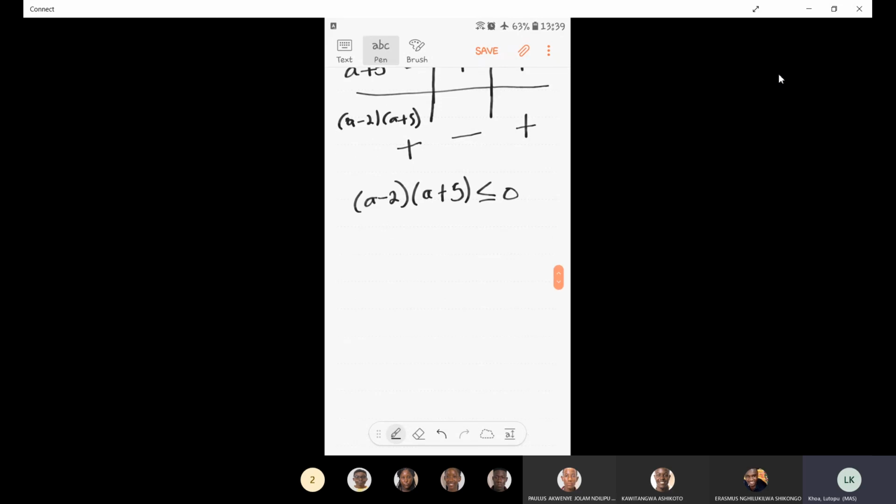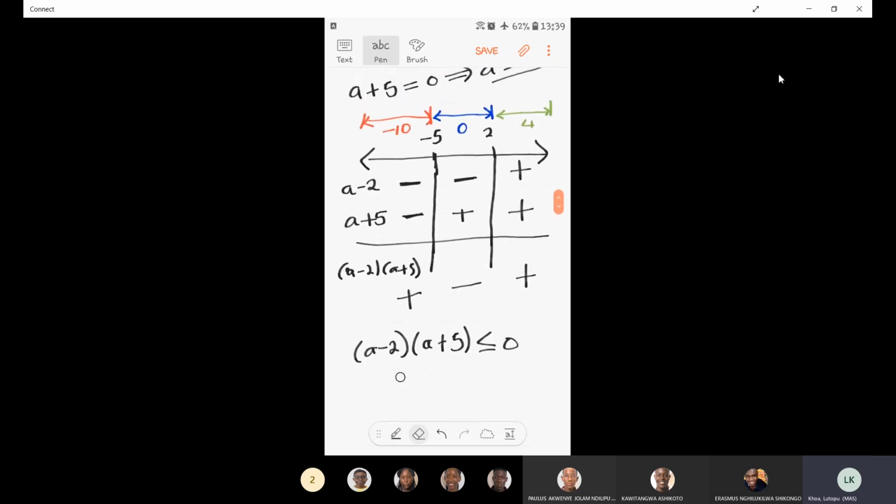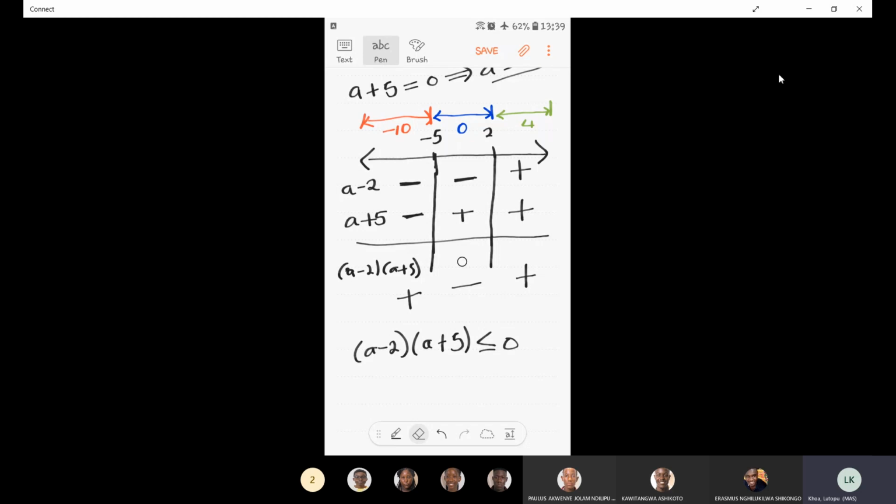So you now refer to your table. You look on the left hand side, you have (a - 2) times (a + 5) on the table. That is in the last row. Then you look at the values of the product. In the first column, the product is positive. That's not what we want. We want it to be less than or equal to 0. So less than or equal to 0 means negative. And then you go to the second column.